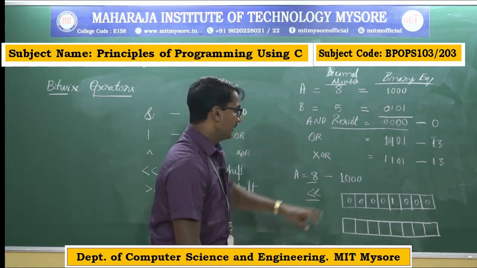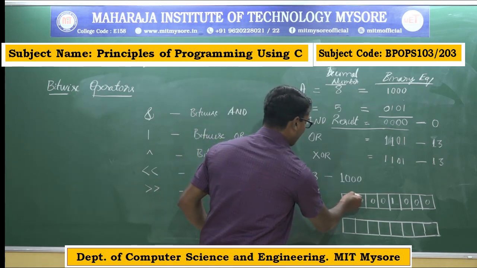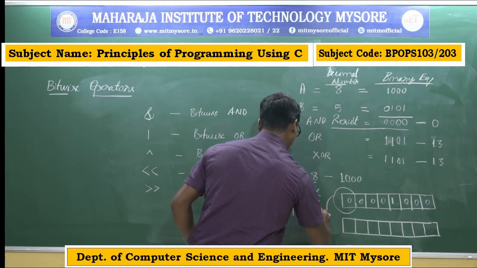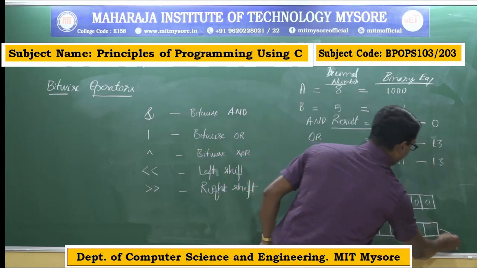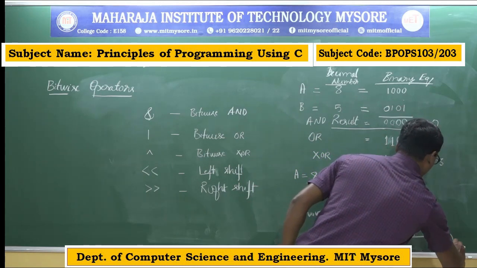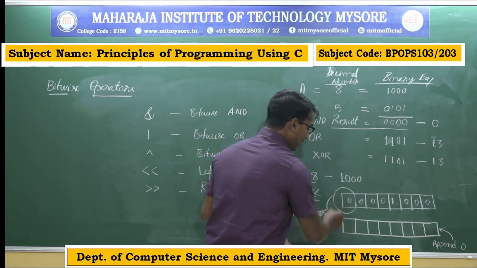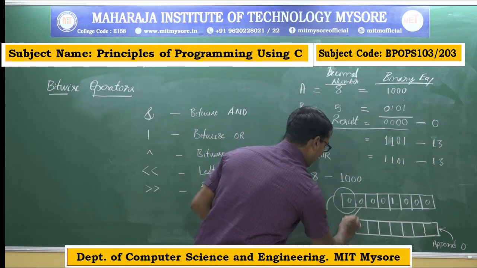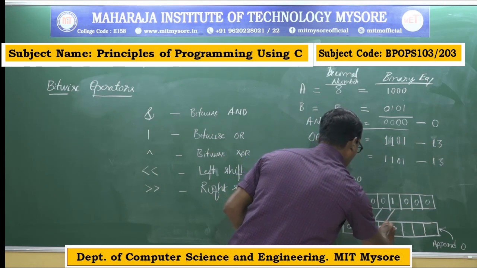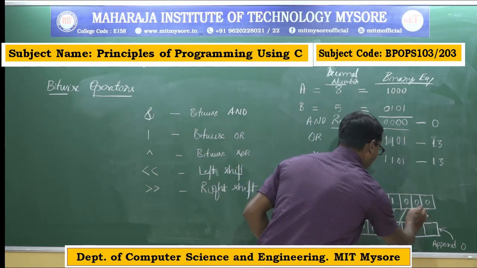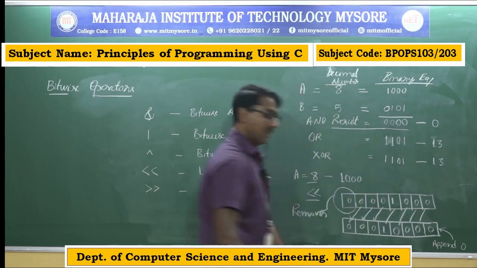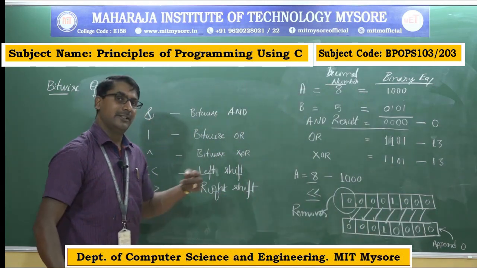Now again here in the right shift operation, the leftmost bit will be removed and a bit will be appended. Append 0. Now this value is deleted, and this value will be assigned 0. 1 0 0 0 and the last bit will be assigned with 0. Okay, this is 1 bit shifting.